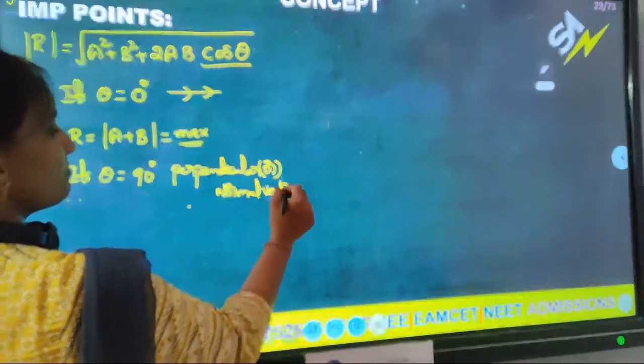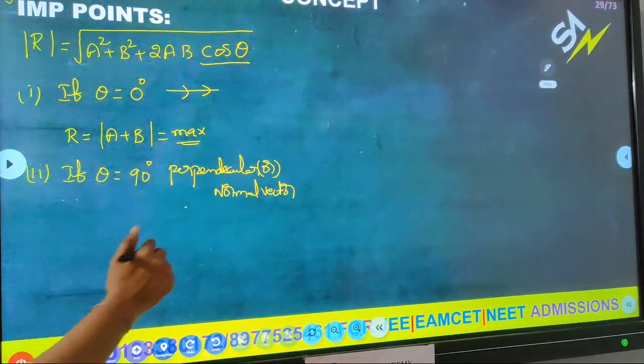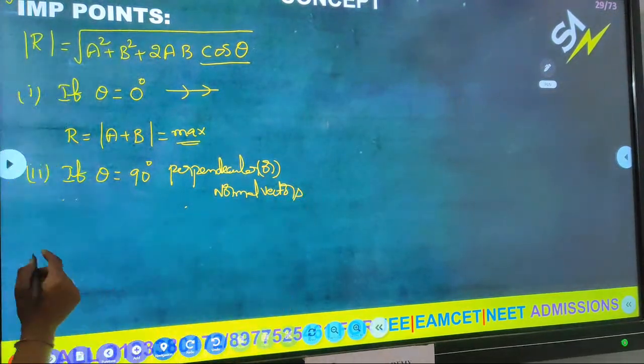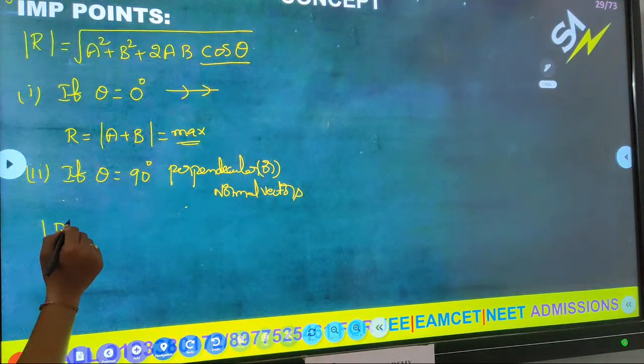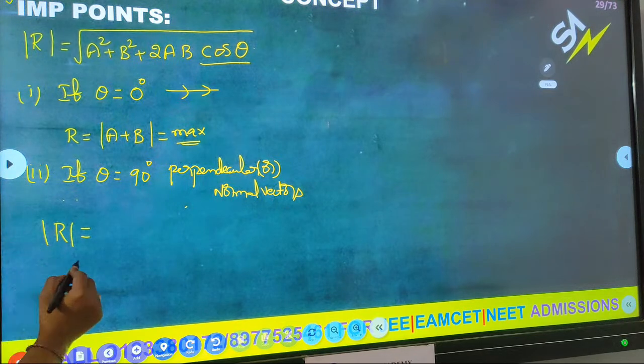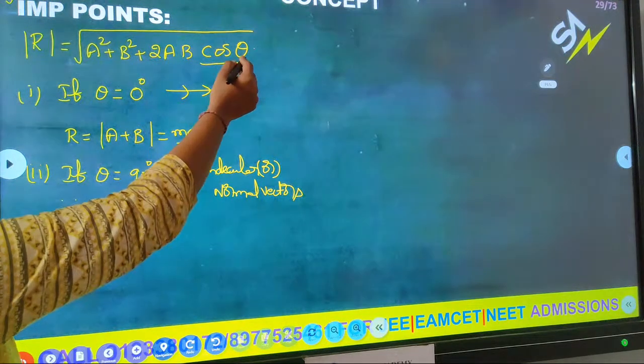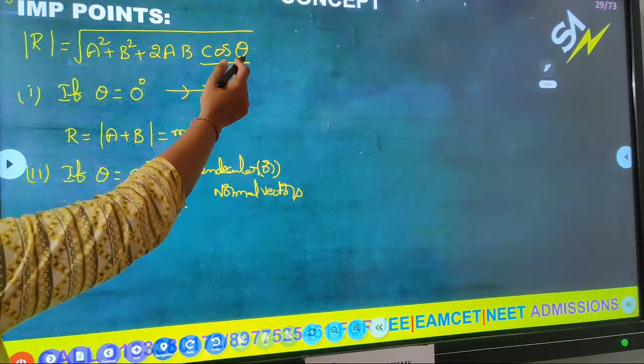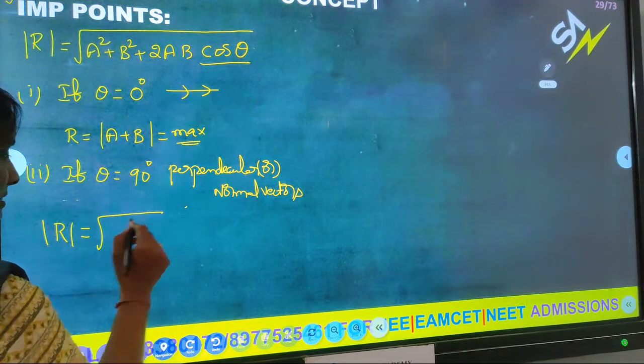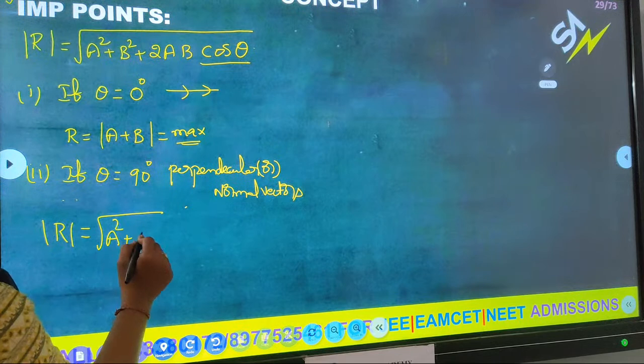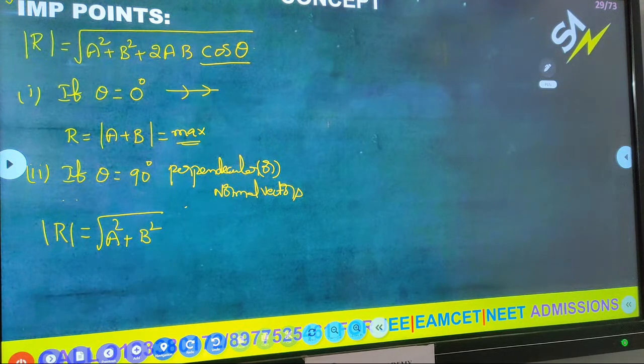Normal means being perpendicular to each other. Then the magnitude of the resultant of the two vectors, put cos 90 value here, which is 0. We get under root of A square plus B square.